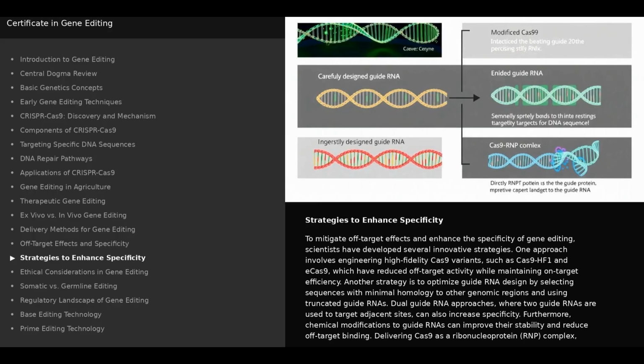Delivering Cas9 as a ribonucleoprotein (RNP) complex rather than encoding it in DNA allows for transient expression and quicker degradation, further limiting off-target activity. These advancements are crucial for moving gene editing therapies safely into clinical practice. Continuous research is dedicated to refining these methods and discovering new ways to improve precision. The goal is to achieve maximal on-target editing with minimal unintended consequences.